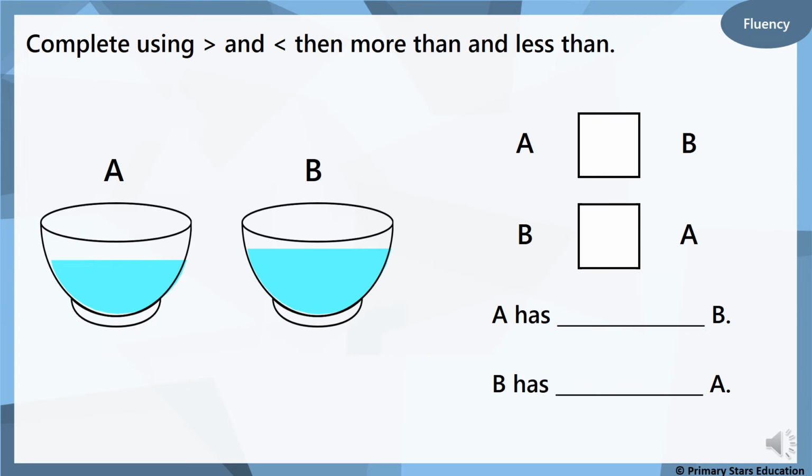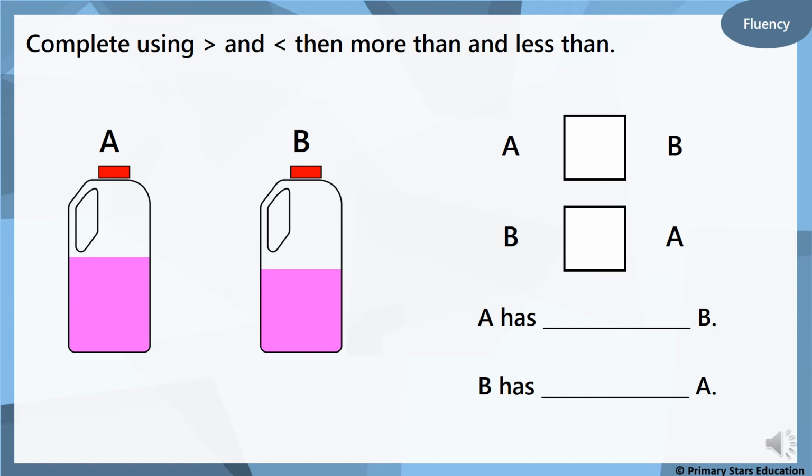Okay, this time we've got some bowls. I want you to pause it again, write these down or discuss them at home and see if you get these answers right. Now let's check. A has less than B, B has more than A. Again, you can pause this now and fill in your answers on a whiteboard or discuss them at home. A has more than B, B has less than A.